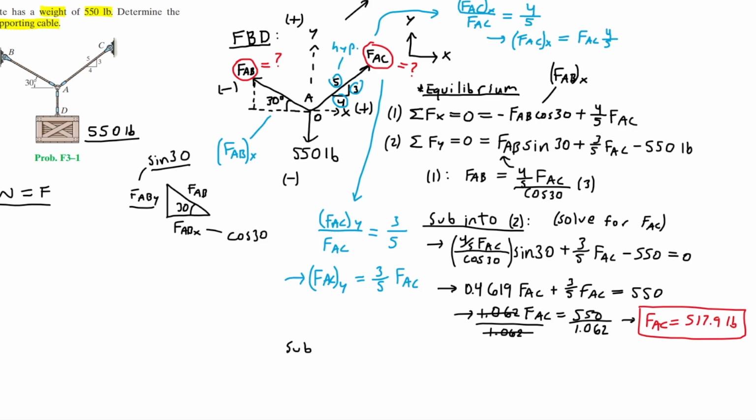Now solving for FAB, we substitute the value of FAC into equation 3. That is simply FAB equals 4/5 times 517.9 over cosine 30. We carefully put that into the calculator. Hence, FAB, or the force in cable AB, ends up being about 478.5 pounds.